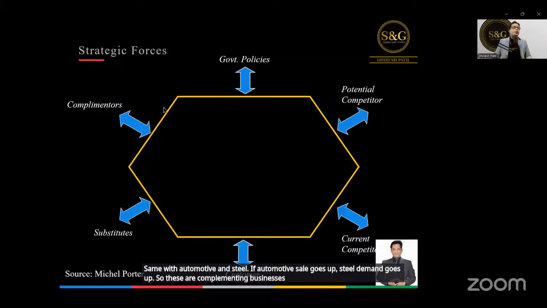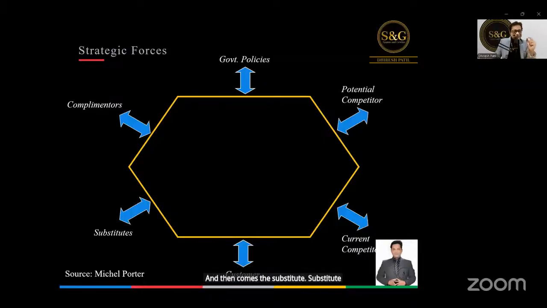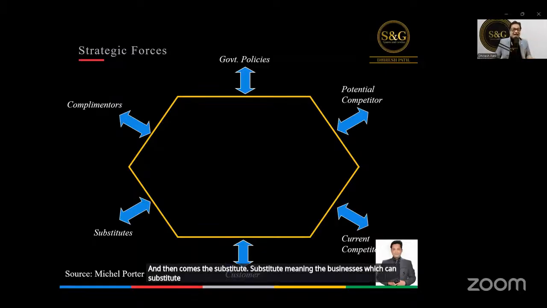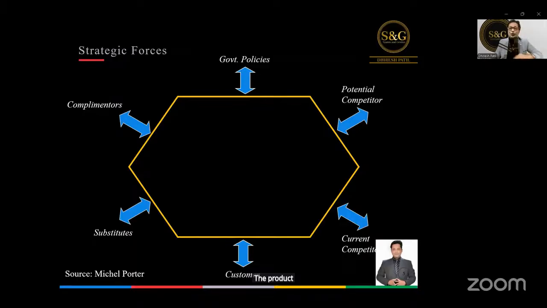And then comes the substitute, meaning the businesses which can substitute your business, the product which can substitute your product, the service which can substitute your service.